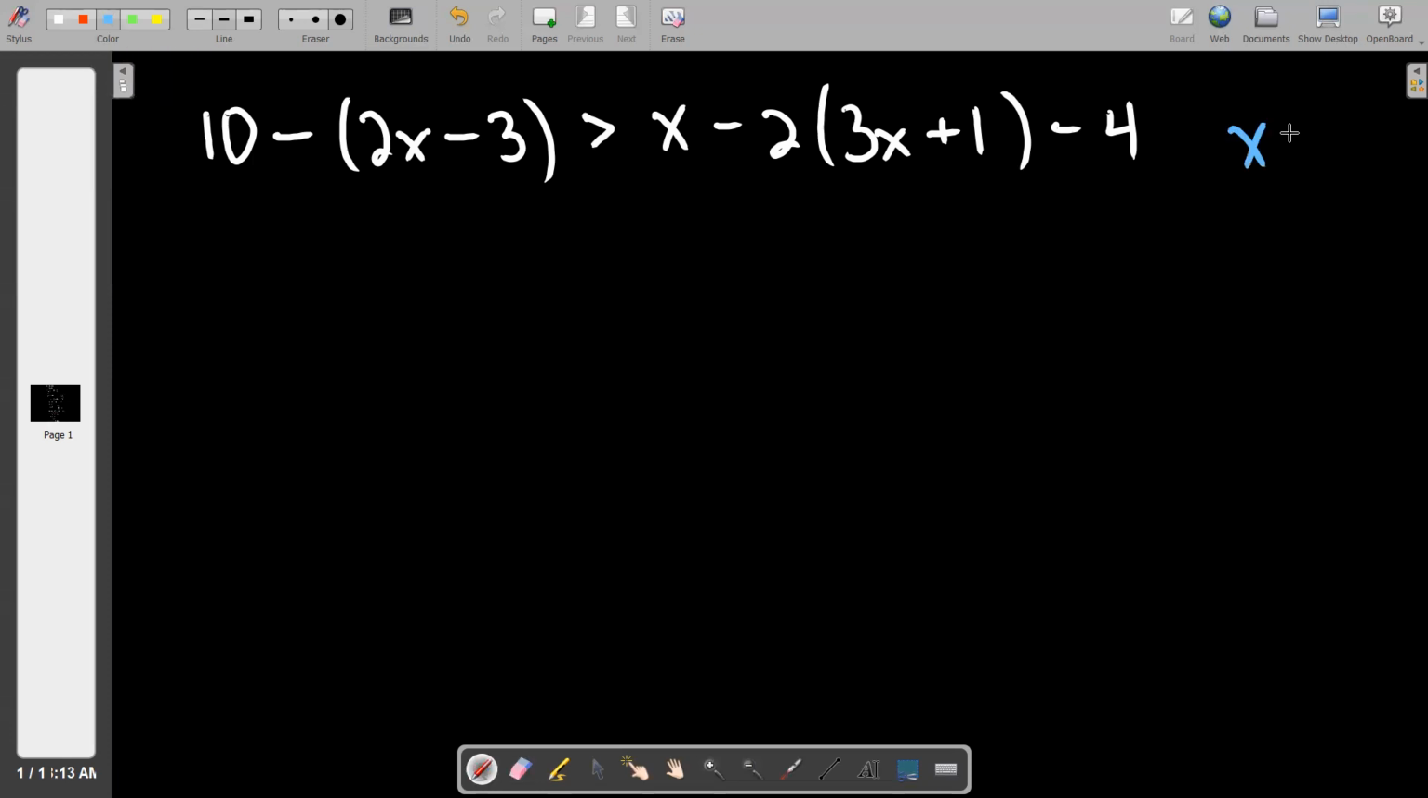Sebastian: x is greater than negative 19 thirds. Dice: x is less than positive 19 thirds. Okay. Very, very different answers there, coming from two of my strongest students. I would be curious to see what the discrepancy is here.